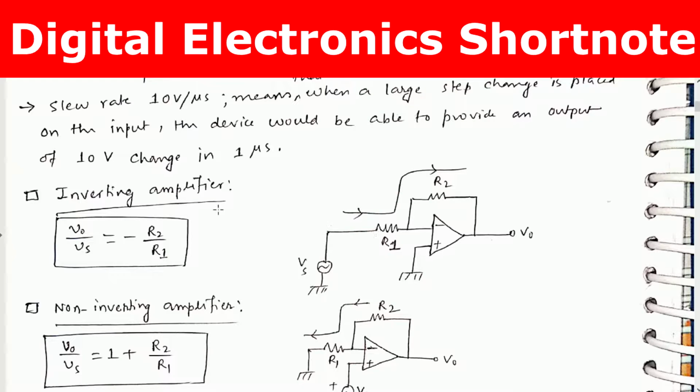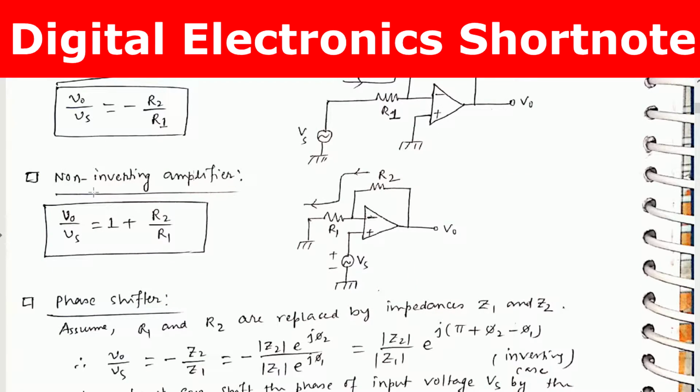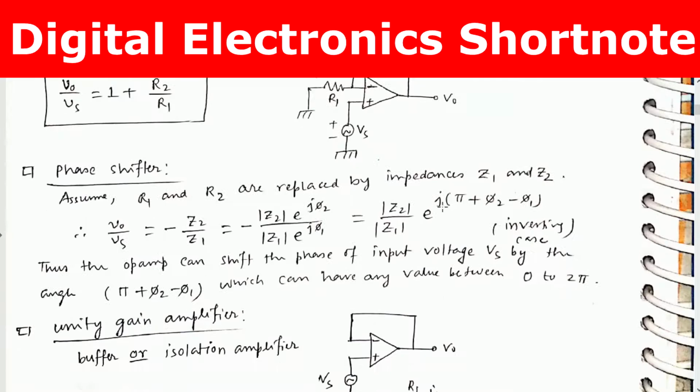Now some of the configurations made of op-amp. This is the inverting amplifier, where two resistances R1 and R2 are used with a voltage source Vs, and V0 by Vs, which is called the closed loop gain, equals minus R2 by R1. Non-inverting amplifier: this is the formula, V0 by Vs equals 1 plus R2 by R1. This R2 is called the feedback resistor.